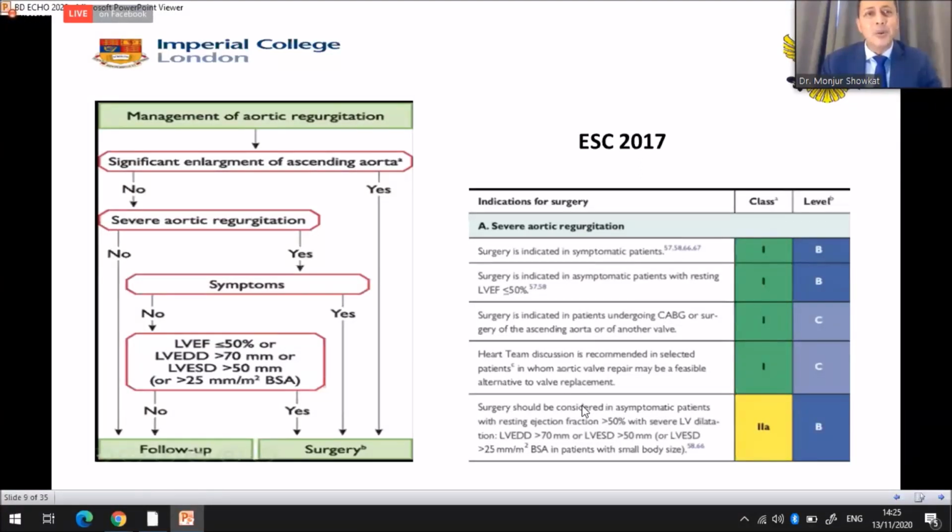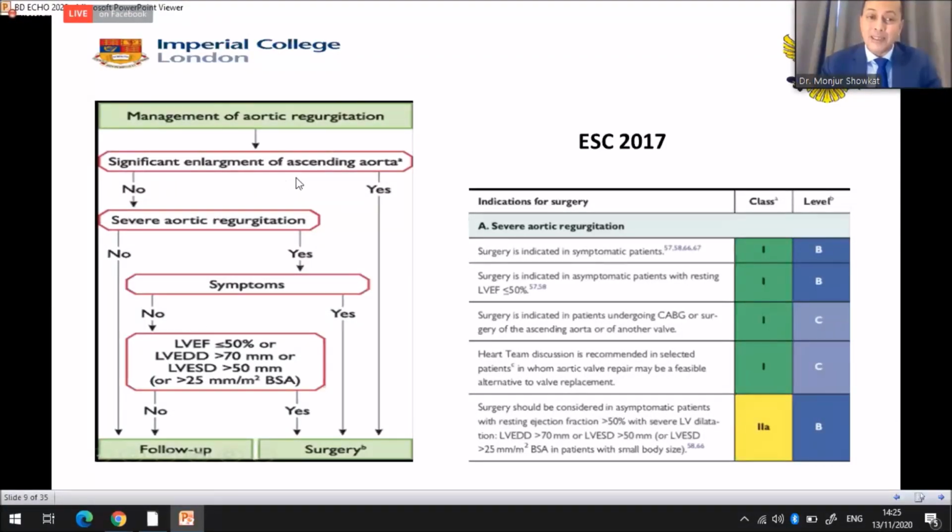You might ask me, Monjur, why you have put this slide before showing any kind of images or any echo? The reason I put this slide at the very beginning is that when you start assessing a valve, at the end of the day, your focus would be: who are the patients with mild AR, who has moderate, who has severe, and who needs urgent surgery. So if you look at this slide, significant enlargement of the ascending aorta is a class 1 indication for surgery.